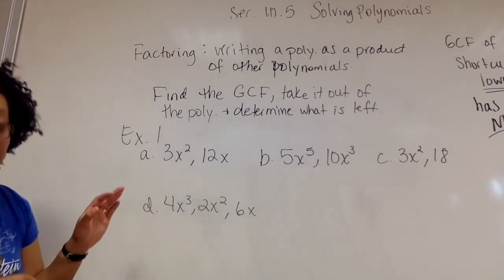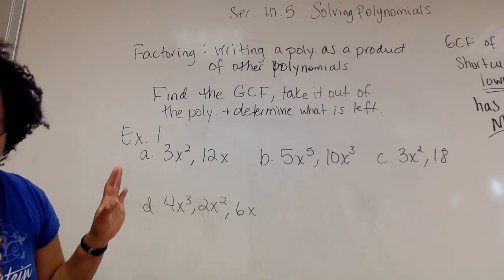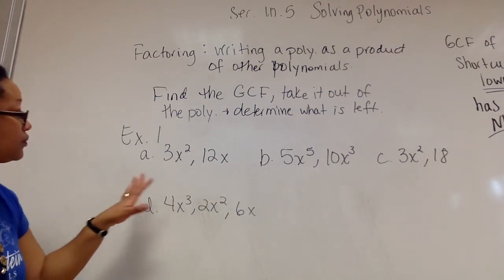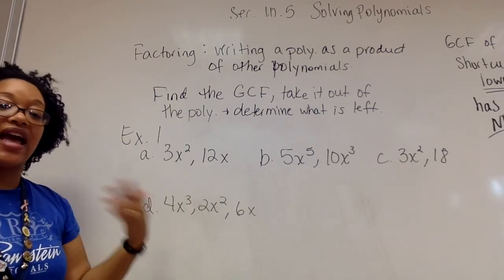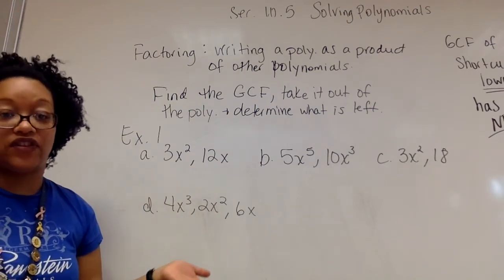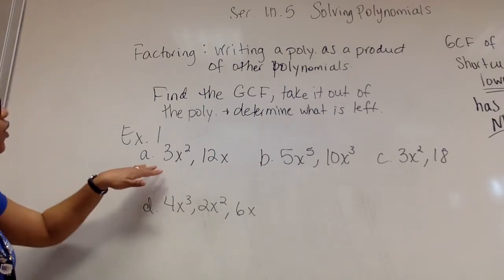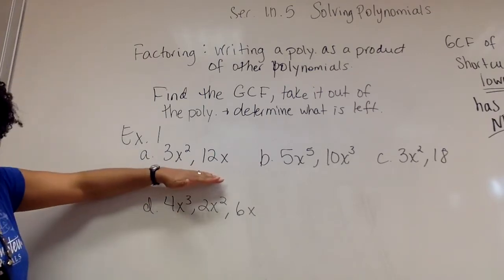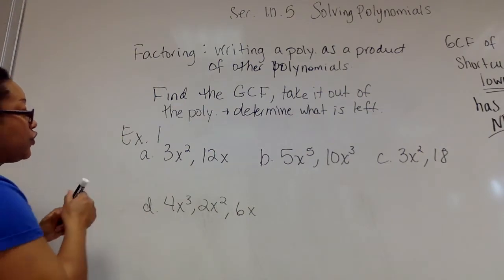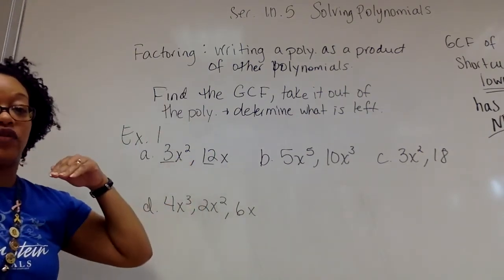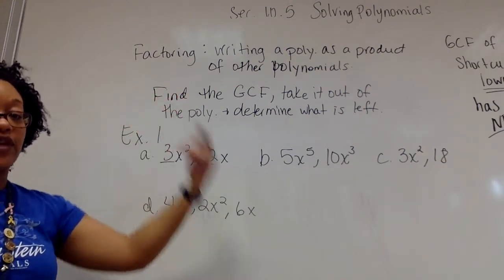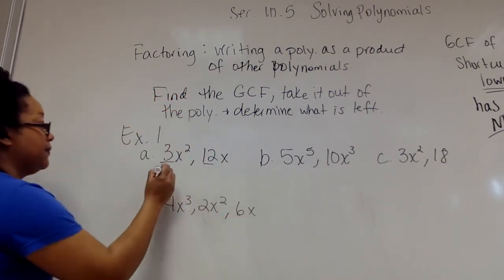So let's look at letter A. We're on example 1, right under the word shortcut. And I've given you a couple of examples of how to find the GCF. We're going to take it out in a minute. So for letter A, here are my two terms. First, let's look at the 3 and the 12. Well, what's the largest number that both the 3 and the 12 share? Hopefully, if you think about it, you'll realize that it's 3.